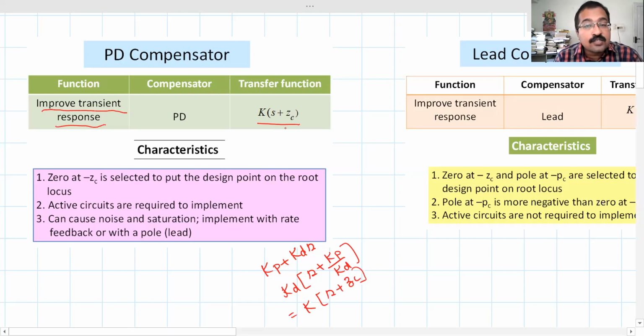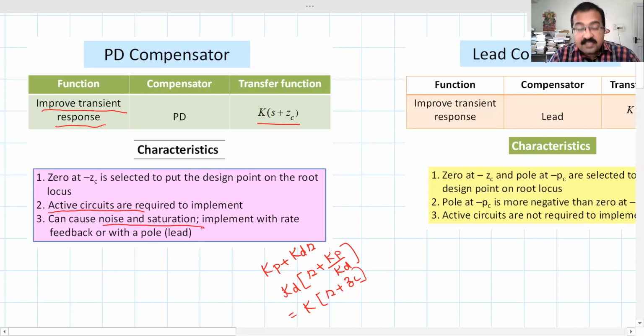So when you add a zero, what happens? The root locus will get reshaped, because we have seen that adding poles will pull the root locus to the right side of the S-plane, and adding zeros will pull the root locus back to the left of the S-plane. But what's the issue here? The issue is that you will have to have active circuits, which include op-amps, other power circuitry, etc., which makes the PD compensator expensive. Not only that, there can be noise and saturation issues as well, which are not desirable.